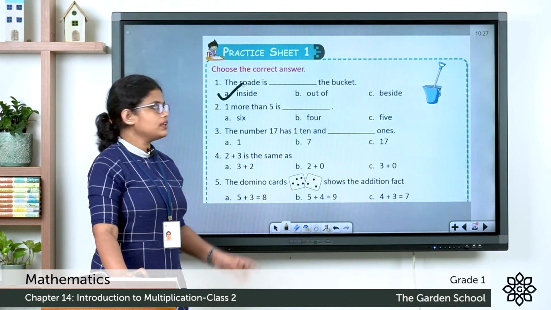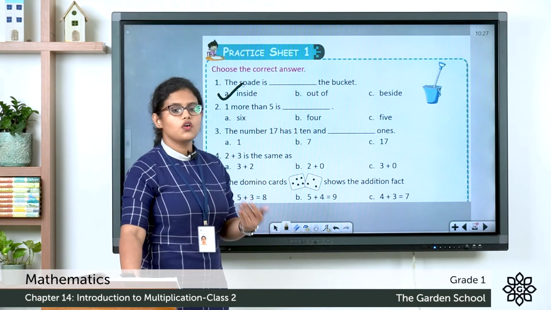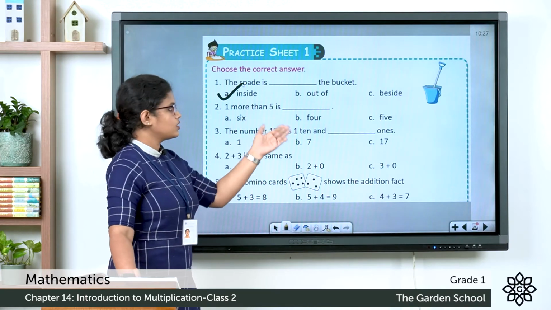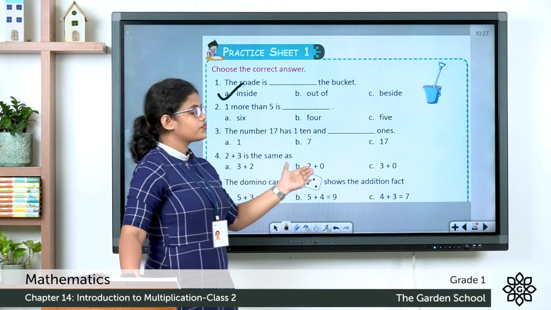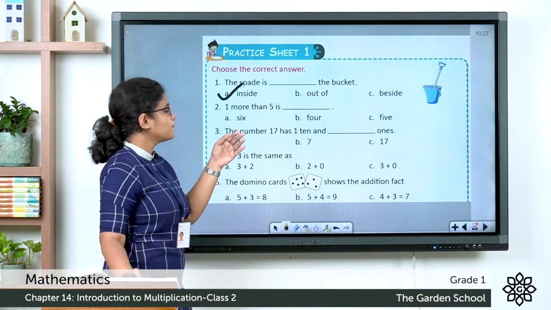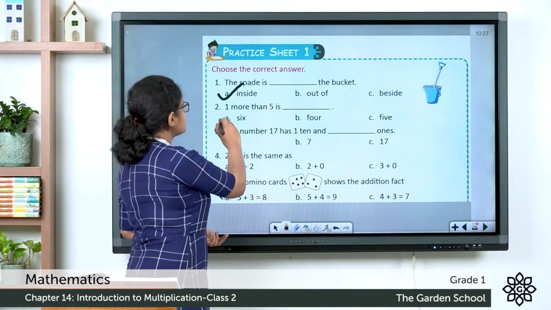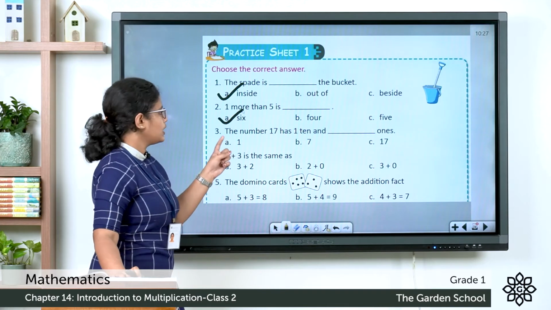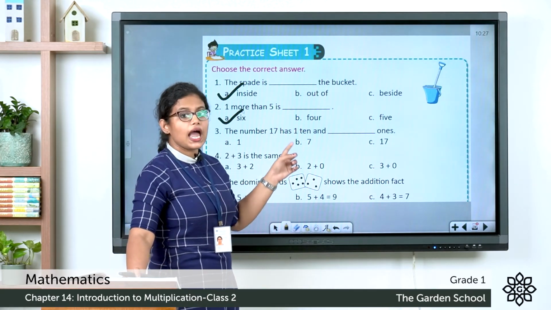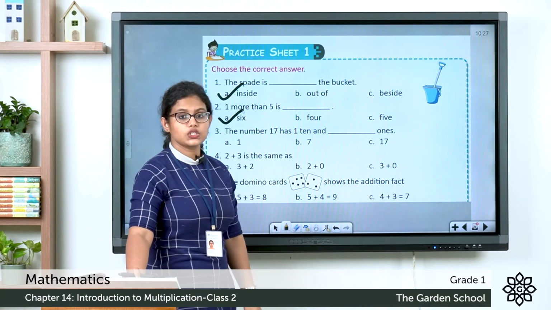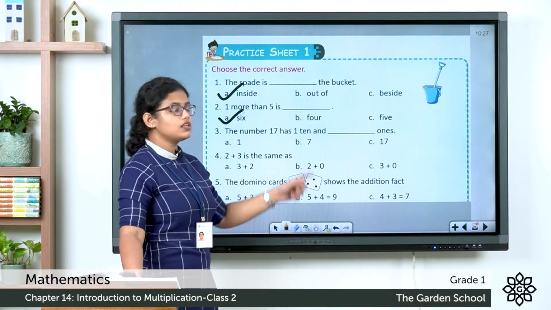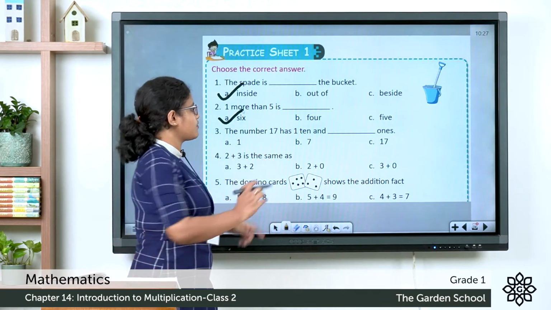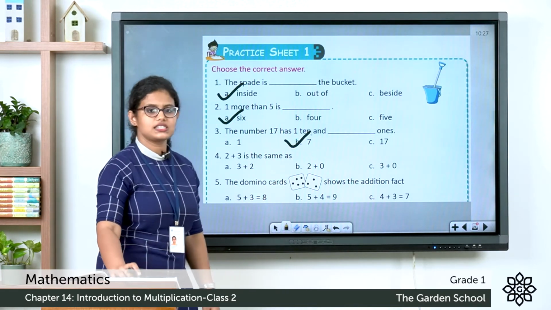The second one, 1 more than 5. What is the answer? 6, 4, 5. 1 more than 5 is 6. Then, the third one, the number 17 has 1 ten and dash ones. 1 ten and how many ones? 7. So, you can tick here 7.